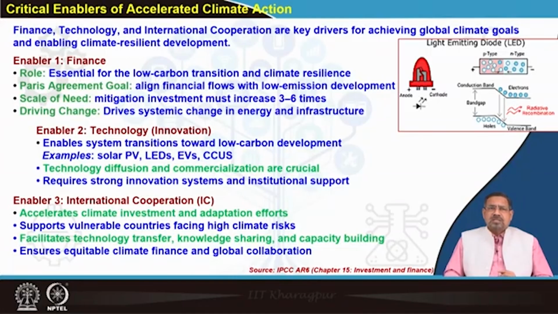So the second one, including the first and third, is very important. Second one, we are talking about the technology, but to enable this, we need fund flow, that is finance, and also international cooperation, because the knowledge support system and investment system also translate between countries or among countries through international cooperation.